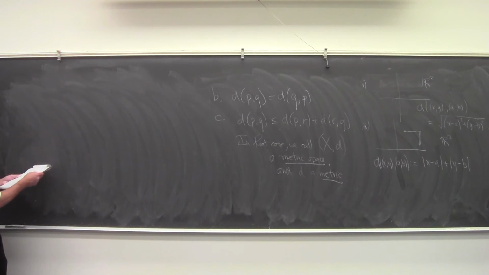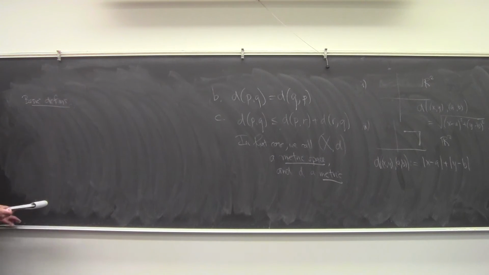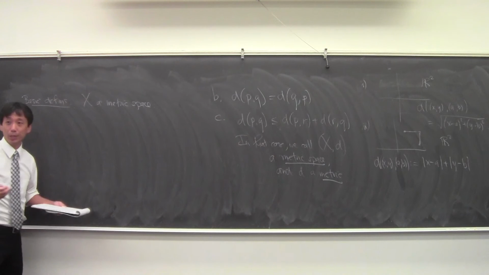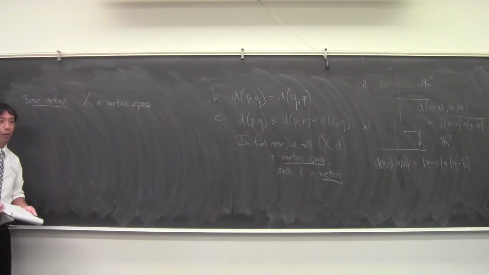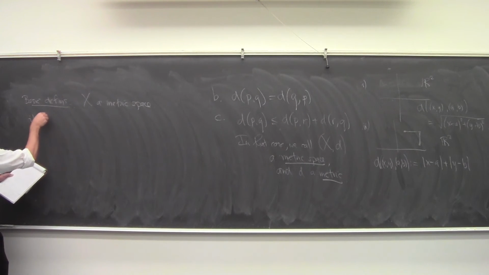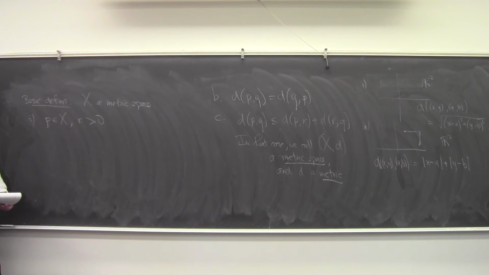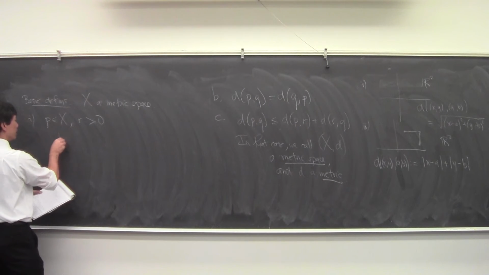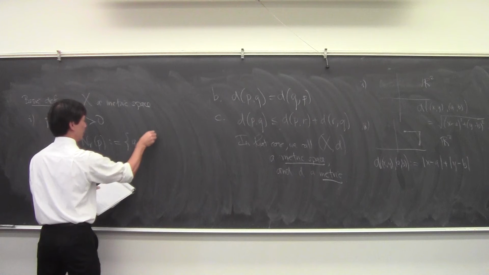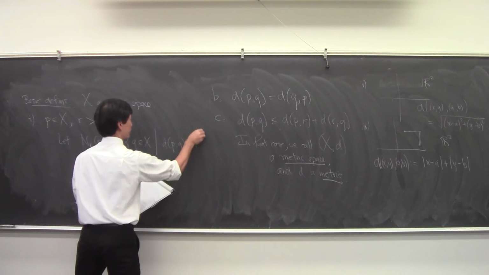Let's do this. Some basic definitions. You have a metric space. Keep in your mind either R with the Euclidean metric or R with the taxicab metric, whatever you like. Suppose you have a point p in the space and you have some real number r. We let N_r(p) denote the set of q in the space such that the distance from p to q is less than r.